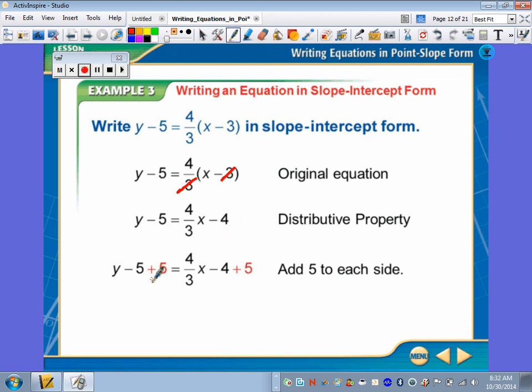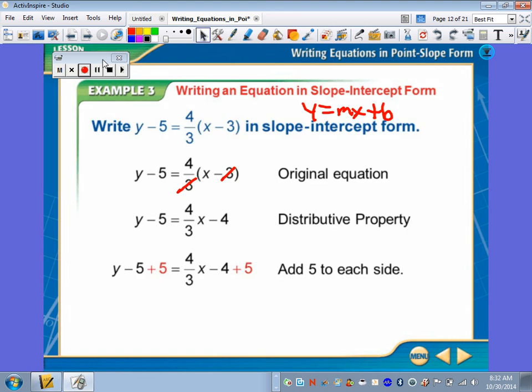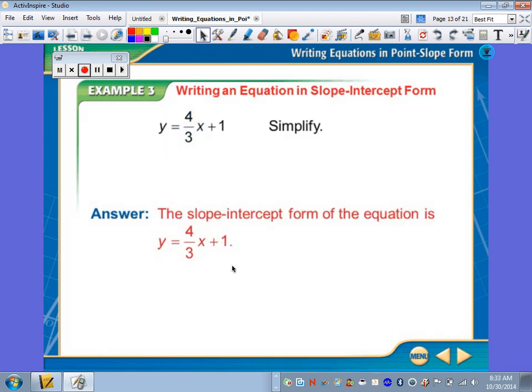Then what they did is they added 5 to both sides, okay? Because remember, slope-intercept form, if you've forgotten, is this: y equals mx plus b, where y is by itself, okay? So going to the next slide, all they did was clean that up. So if you go back here, this becomes 0. This negative 4 plus 5 is a positive 1. Okay, so that's what they did. And so there's your answer in slope-intercept form: y equals 4/3 x plus 1. Again, you should be writing this down. Please feel free to replay it over and over again as much as you need to.